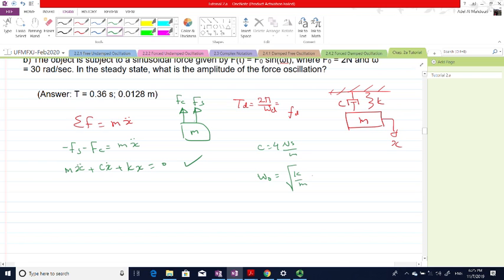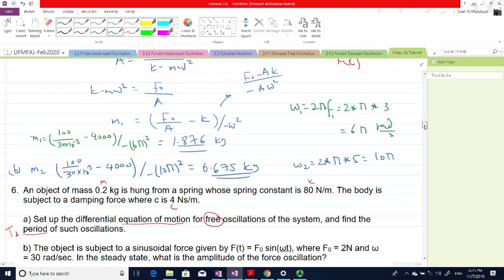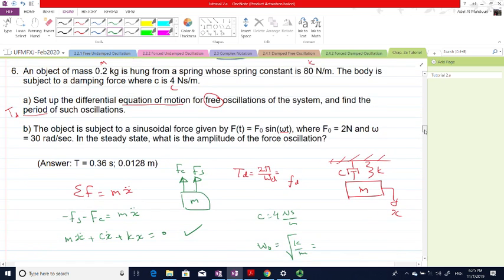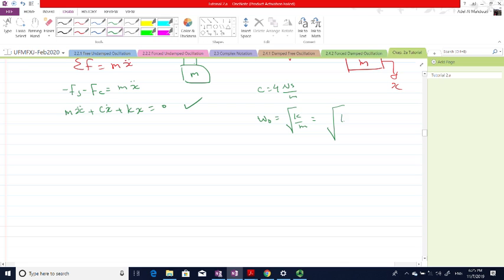Square root of K over M. Do we have the mass? Is it given? 0.2. And K is 80. So it will be nothing but 80 divided by 0.2 under square root. How much will you get? 20 what? Radians per second, okay? So now we have omega naught.